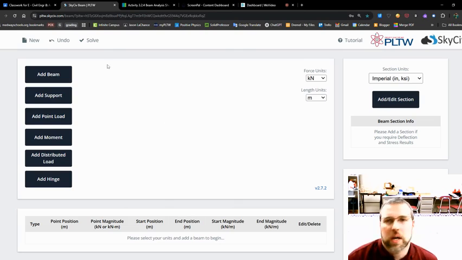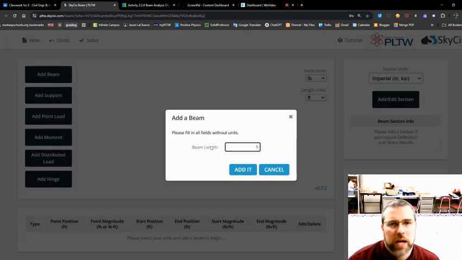Okay, so we're in SkyCiv. I'm going to add a beam, but before I do that, I'm going to check my units. Force units, I have pounds I want to work with and feet, but you have other options in there as well. I'm going to add a beam. I'm going to use the one that we used in the example. So 10 feet long, add it.